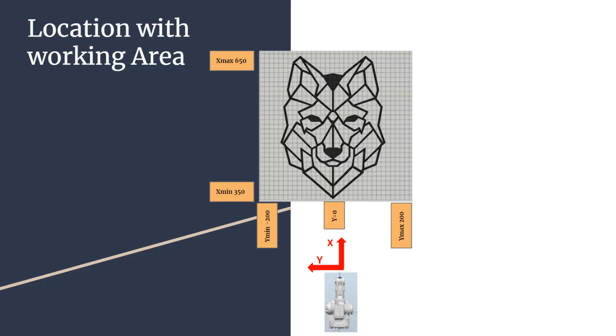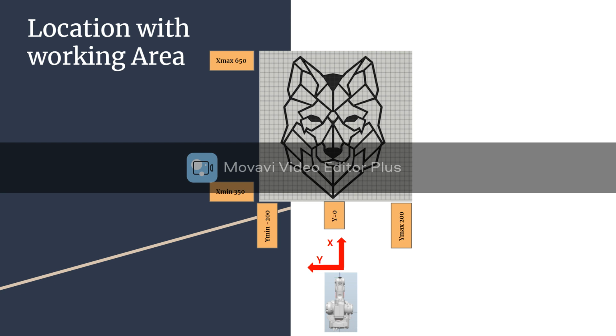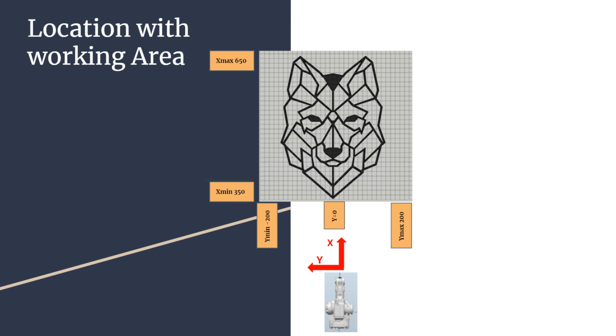We then proceeded to establish our general location to specify the working area, where we will be plotting our proposal. This was done with a general interval of 350 units to 650 units in the x-axis and minus 200 units to 200 units in the y-axis.